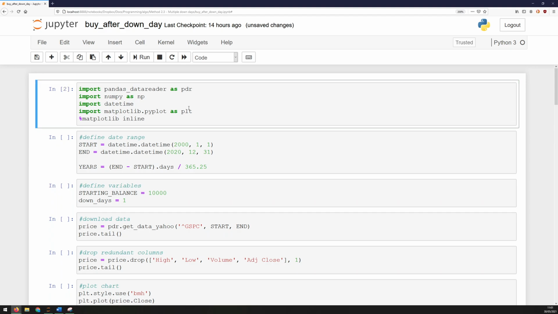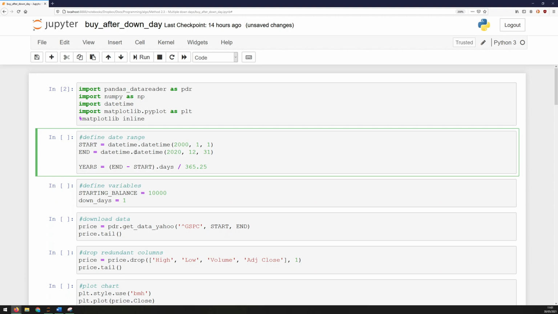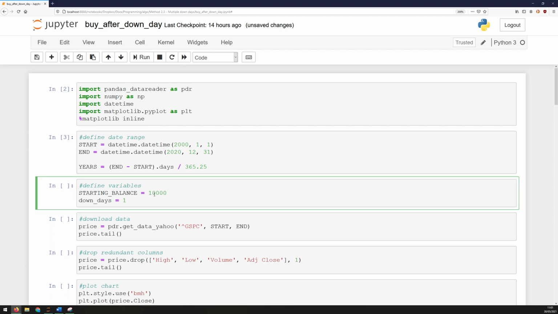Now, first of all, I'm importing the modules that I need. So again, I'm relying on pandas and a little bit of NumPy. I then define my start and end dates. So I'm using about 20 years worth of data here. So it's quite a big data sample. And then I define my start balance and the number of down days. So I did do a separate test with varying numbers of down days consecutively, but for this one I'm just going to focus on having one down day to see the result of it following after.